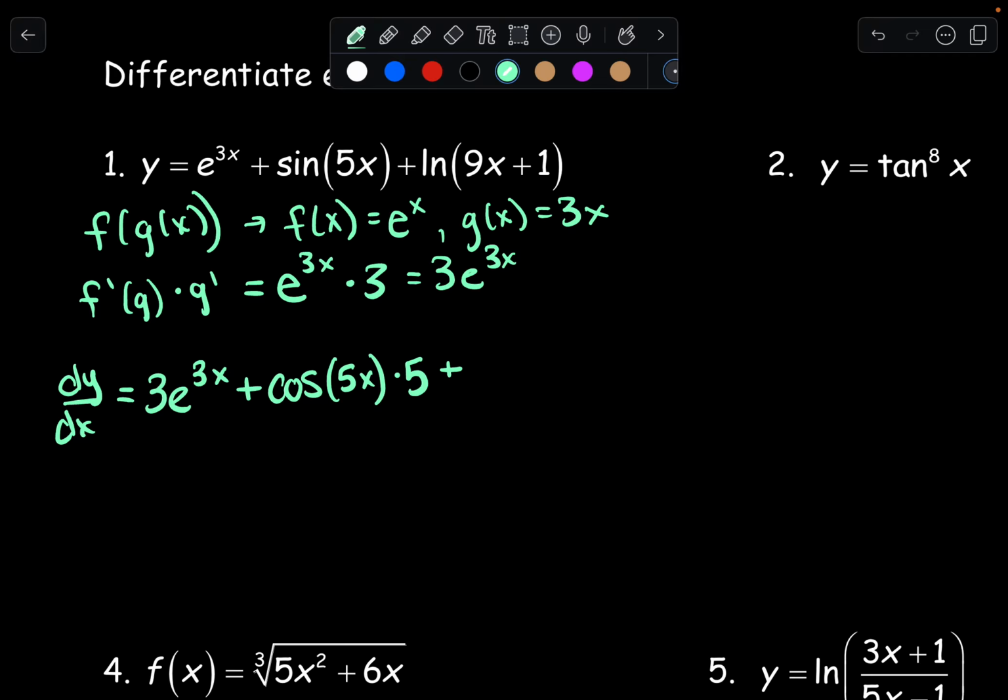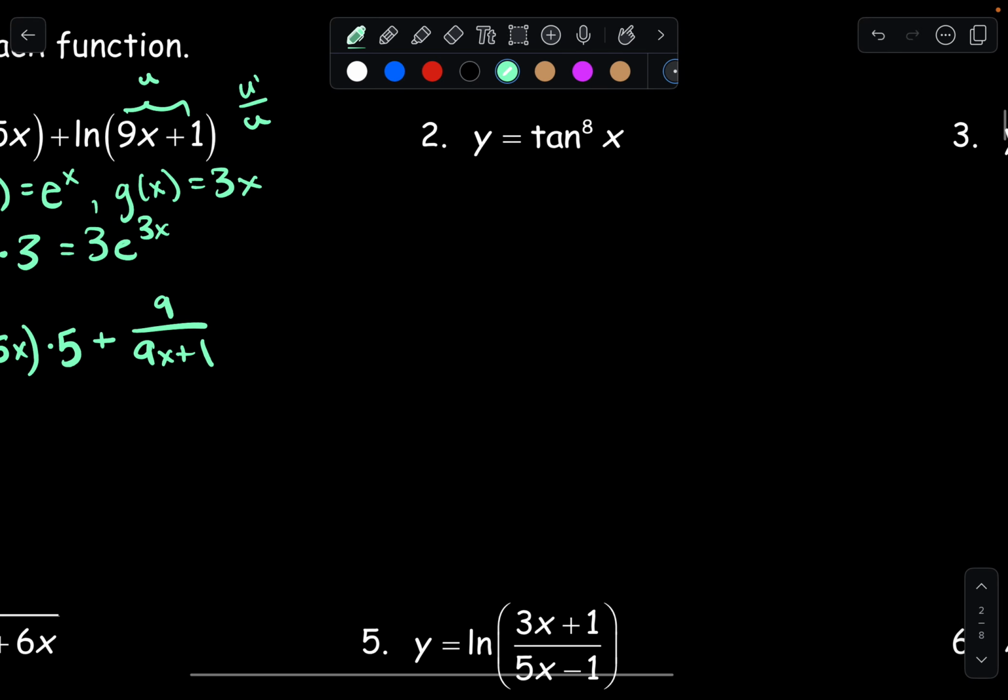All right, next we have natural log of 9x plus 1. Again, we have another composition function. So if you think back to natural log, the derivative is u prime over u, such that u is the interior function, okay? So 9x plus 1 is the u. The derivative of 9x plus 1 will be 9. And then the function itself is just 9x plus 1. Okay, so that is dy dx.